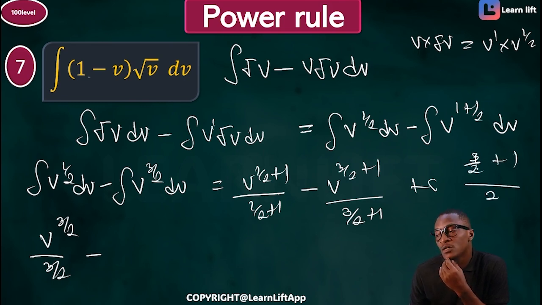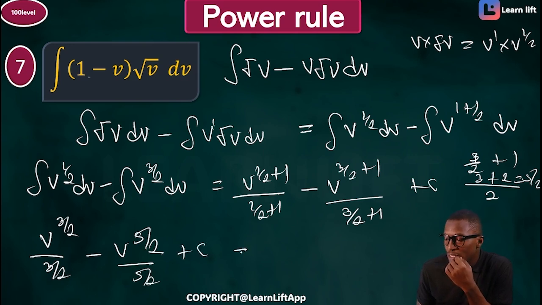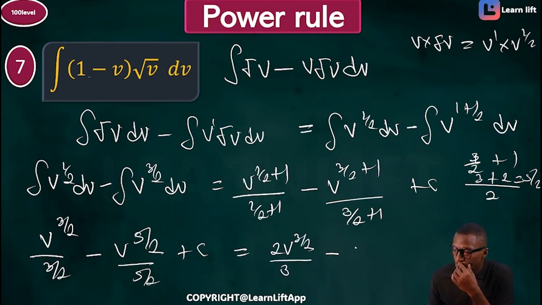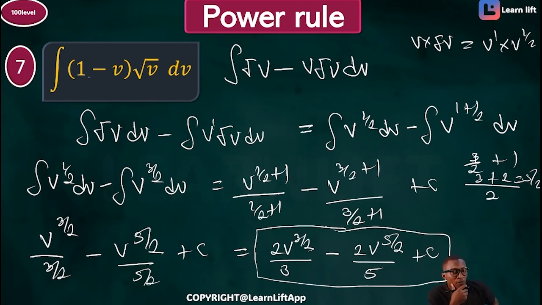LCM there will give me 2. Here, 1. That's 3 plus 2. That's 5 over 2. So that will practically give me v to the 5 over 2 all over 5 over 2 plus C. Or I can practically say my answer is 2v to the 3 over 2 all over 3 minus 2v to the 5 over 2 all over 5 plus constant. That's the answer. I hope you are following me, guys.